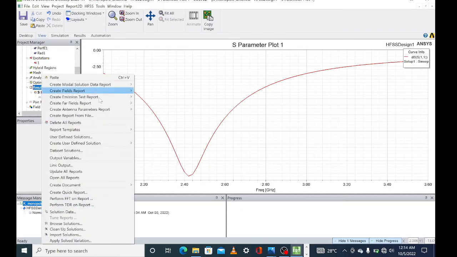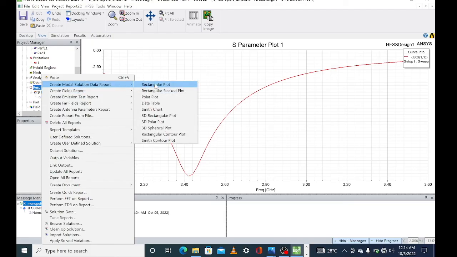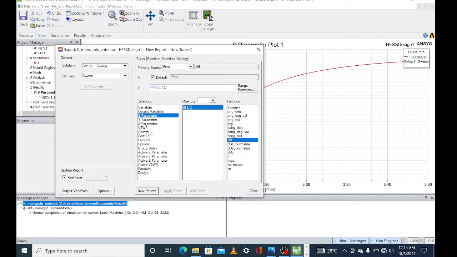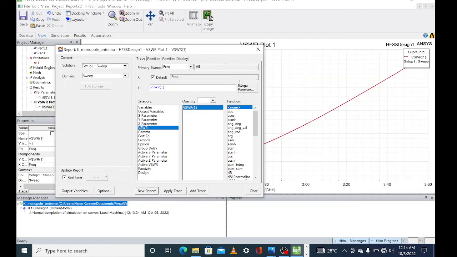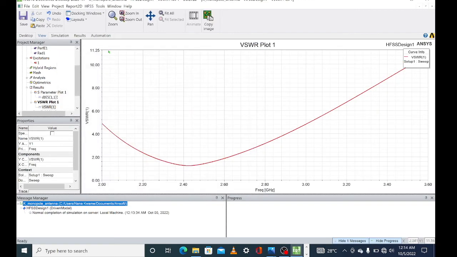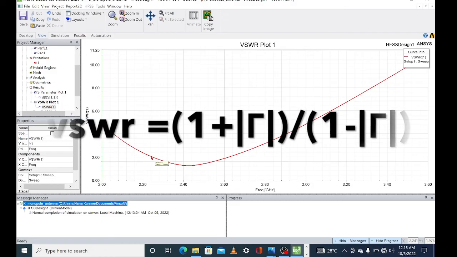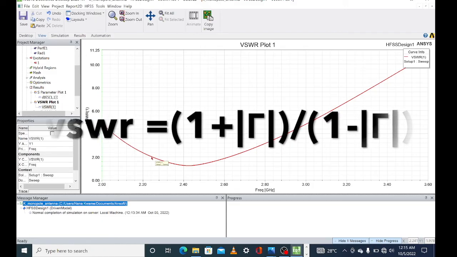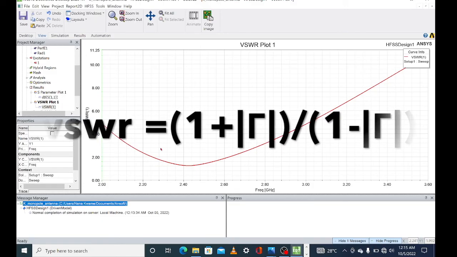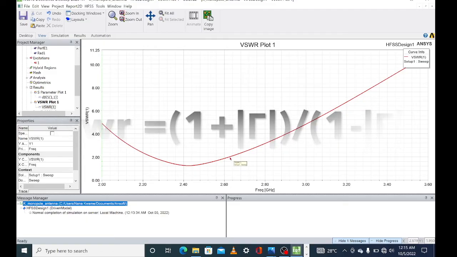I'll go ahead and plot the voltage standing wave ratio. We choose VSWR. I want to plot with any unit. We'll change the unit. It's even okay. We have the 2 over here, that is our standard. So the bandwidth will be this point minus that.